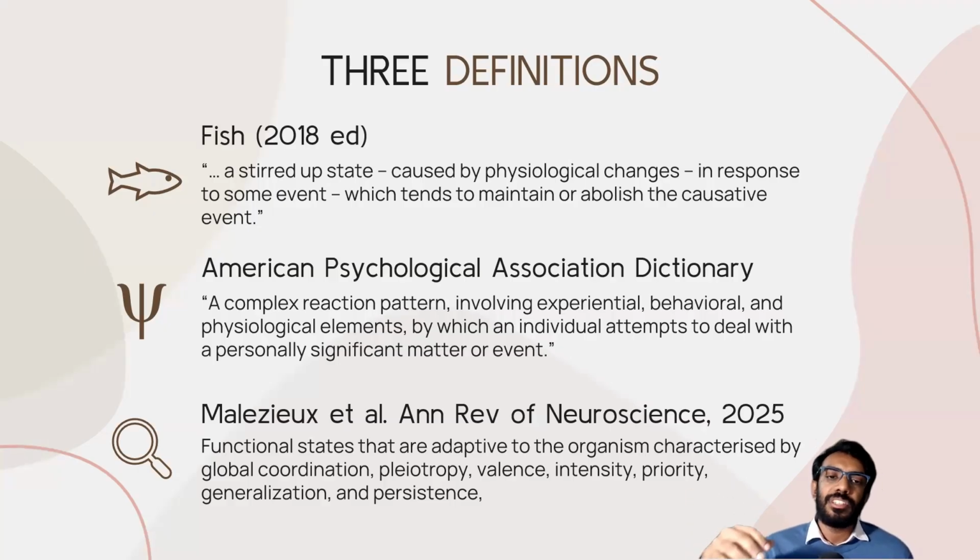A more recent definition is by the APA, that is the American Psychological Association, in their dictionary. They have a more, I feel, reasonable explanation, or at least meaningful definition of emotion, that it's a complex reaction pattern, that is your behavior part, involving experiential, behavioral, and physiological elements, right? Experiential is basically your cognition of your experience, behavioral, as the name implies, and physiological elements by which an individual attempts to deal with a personally significant matter or event.